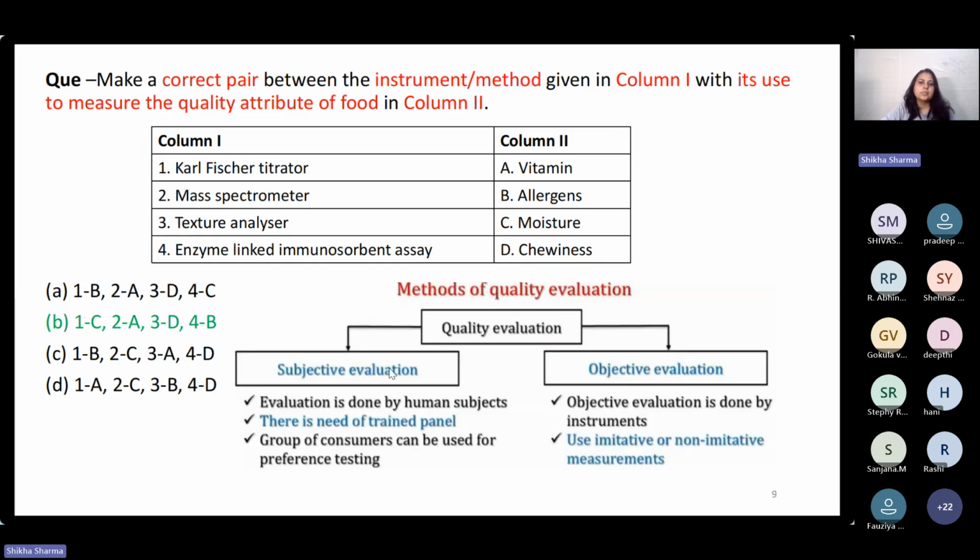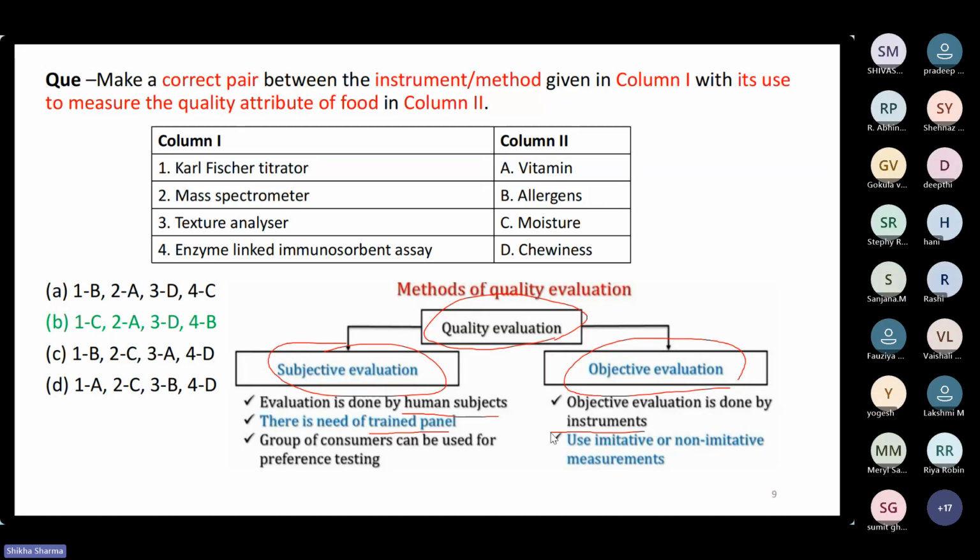So there are different quality evaluation methods. We have the subjective evaluation methods, in which trained humans do the sensory evaluation. And second is the objective evaluation, which is done basically by instruments. So we try to mimic properties like mouthfeel and how we perceive texture. So we use texture profile analysis or similar equipment. So these are the objective methods where we use equipment in place of human beings.